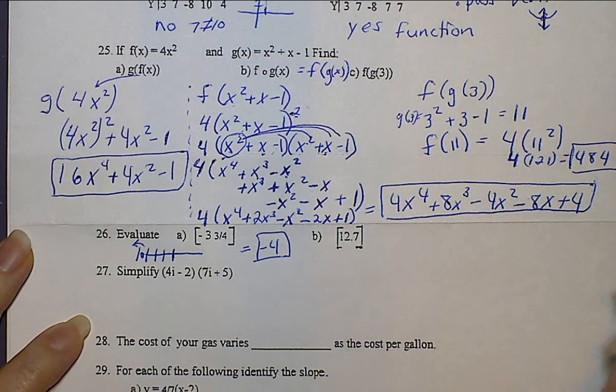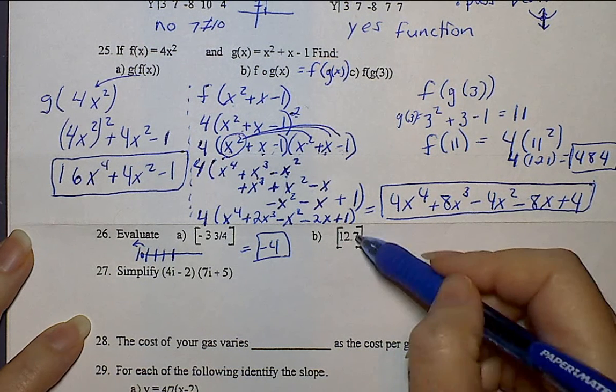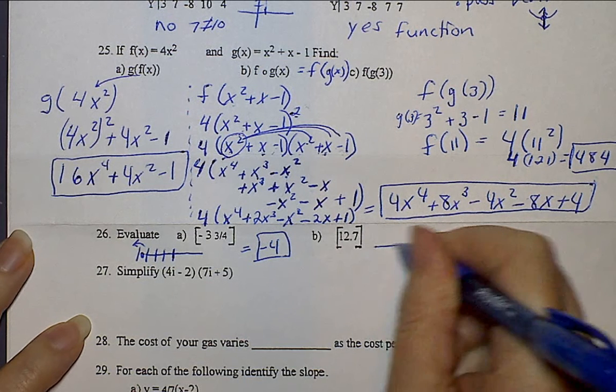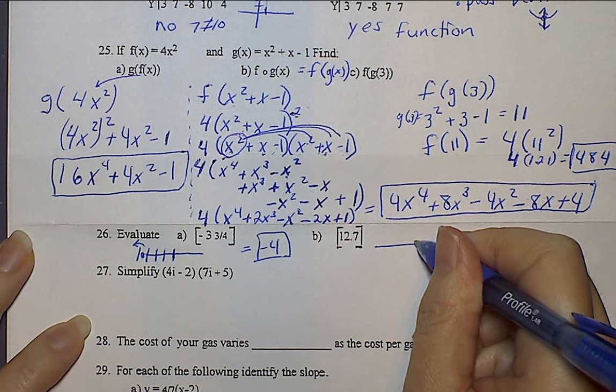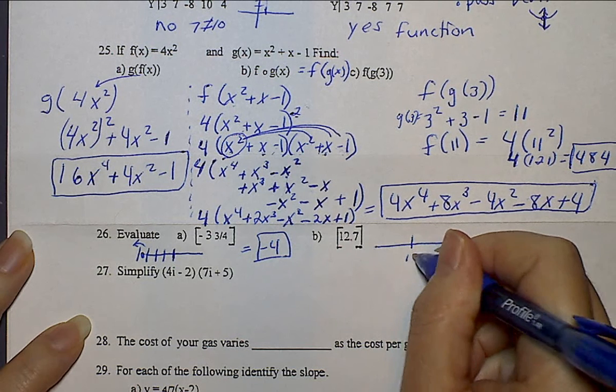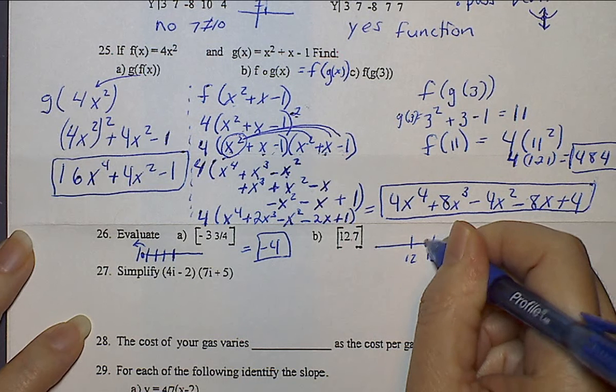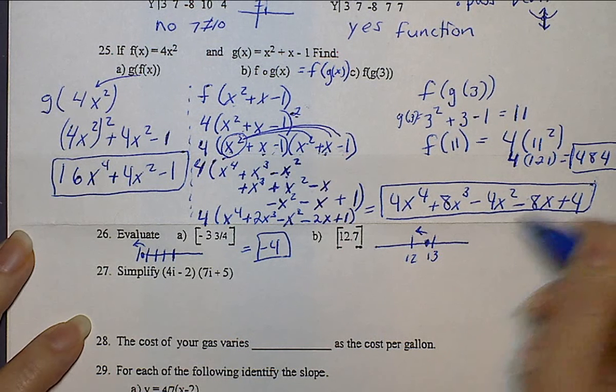And here we have 12.7. If this is 12 and this is 13, we have 12.7 is there, we're still rounding down. Rounding down means to the left, so the answer is 12.